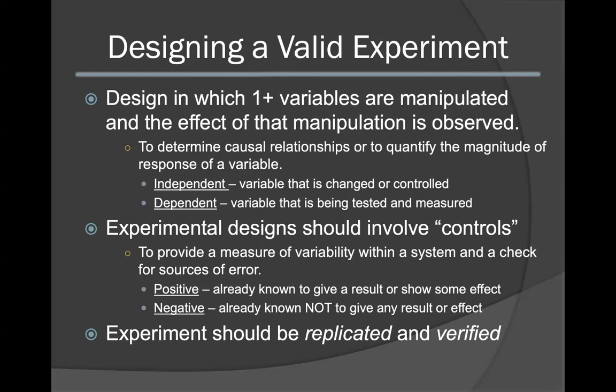So you can have both positive and negative controls. A positive control is something that you do that you already know is going to give a result. You already know it's going to show an effect. Where a negative control is something that you know to not give any result or effect. So a good experiment should also be replicated, and a good experiment should also be verified. So you should be able to carry out an experiment many, many times, and you should be able to get consistent results.